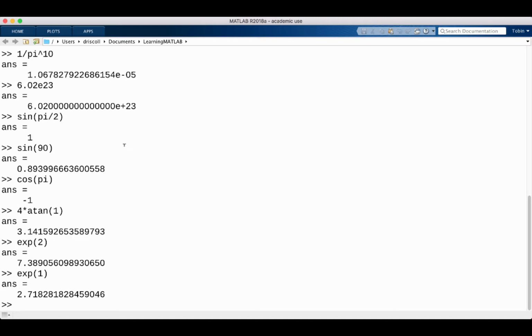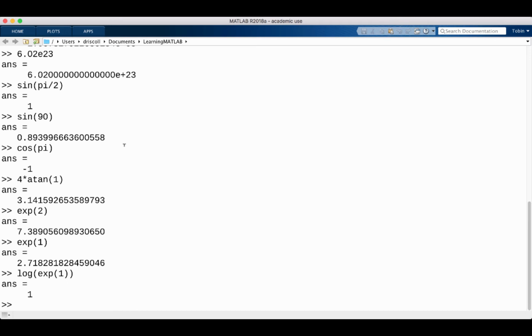The natural logarithm is given by log, L-O-G, not ln. This is actually standard usage in mathematics beyond high school. To get a logarithm in base 10, use log10 all as one word.